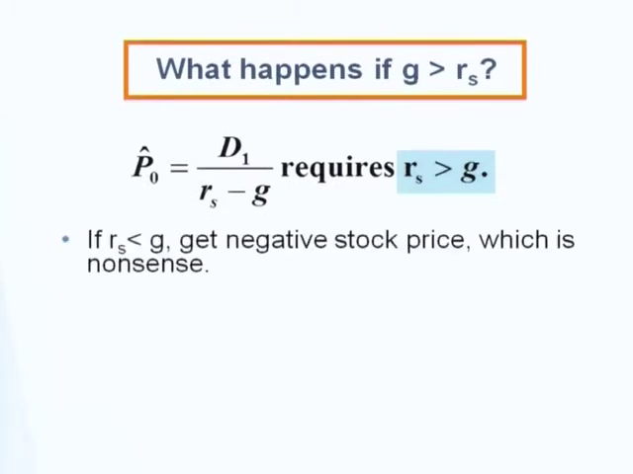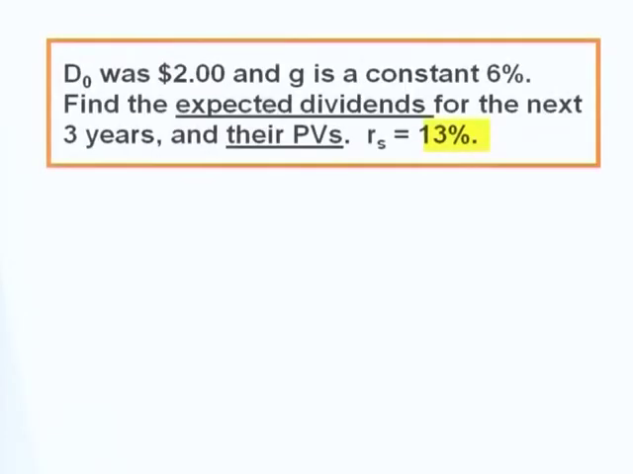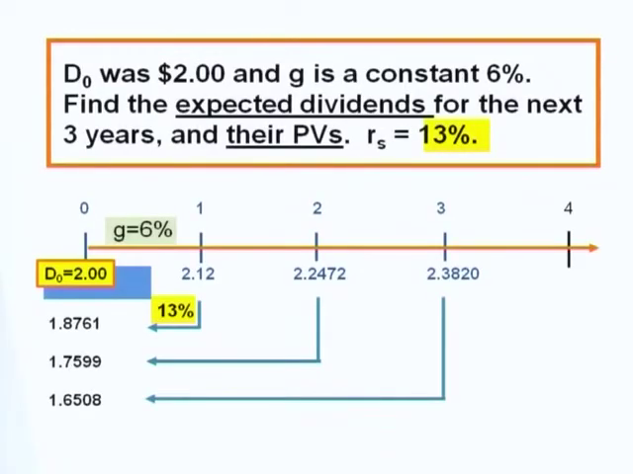So in order to use the Gordon model, Rs has to be greater than g, and g needs to be constant forever. For example, D0 means the dividend right now, the previously paid dividend, was $2. So the investor just received $2 last time for dividend, and g is a constant 6% forever. Find the expected dividend for the next 3 years and the intrinsic value, if the required rate of return is 13%.